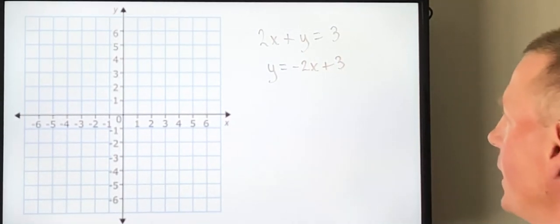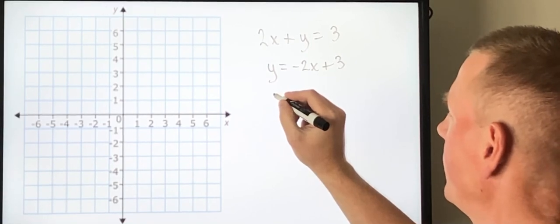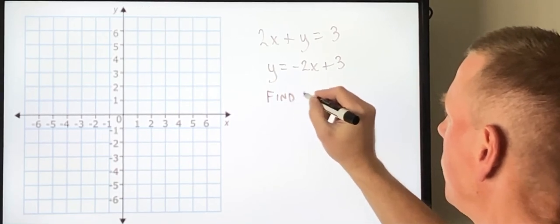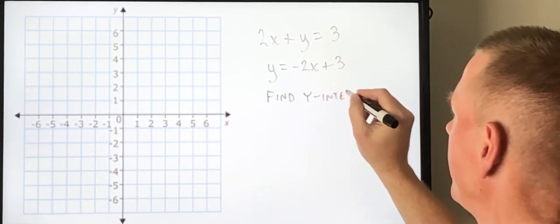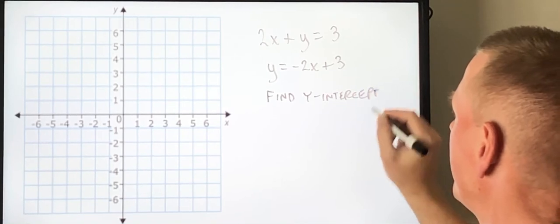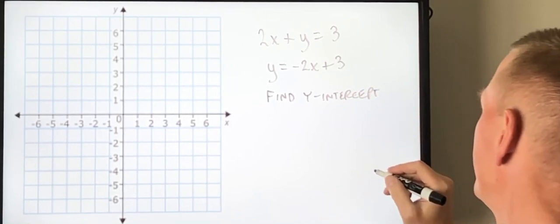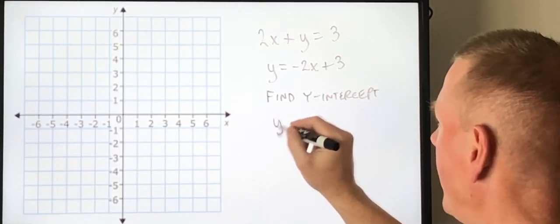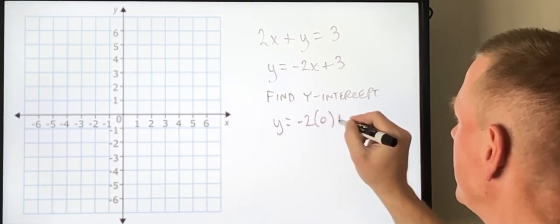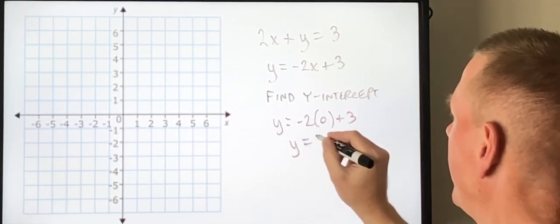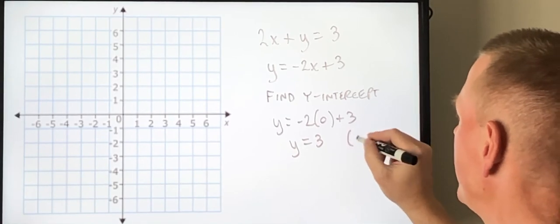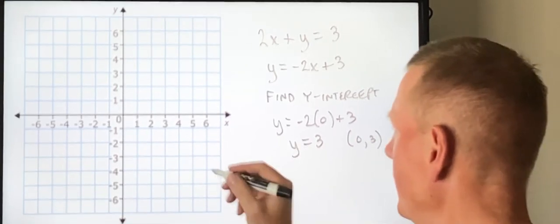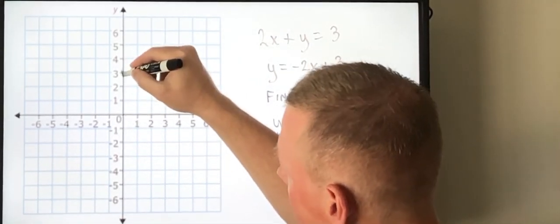I know that if I'm going to let x equal 0, that's going to give me my y-intercept. So to find the y-intercept, I'm going to put in 0 for x. So y equals -2 times 0 plus 3. So my y-intercept would be 3. So (0, 3). And if I go to my graph, (0, 3) would be right here, and that's my y-intercept.